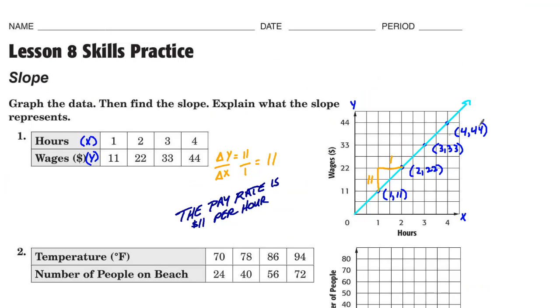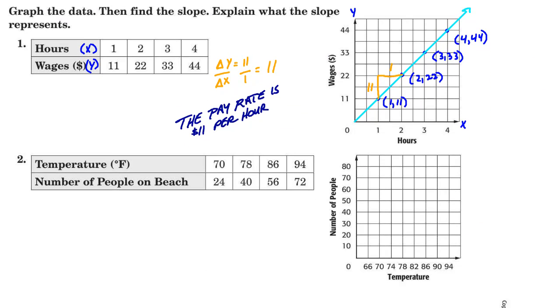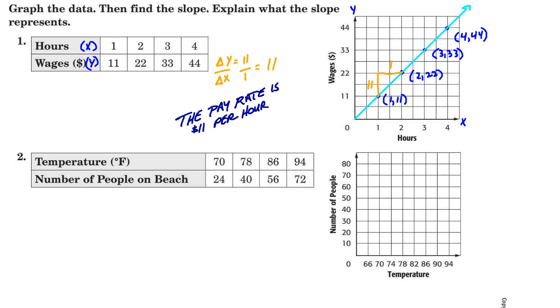All right, let's go back and I'm going to continue on explaining number 2. And if you haven't done it, please pause the video and do it. Again, don't just watch me do it. So here's my work on number 2. Temperature is my X right there. Number of people on the beach is the Y.